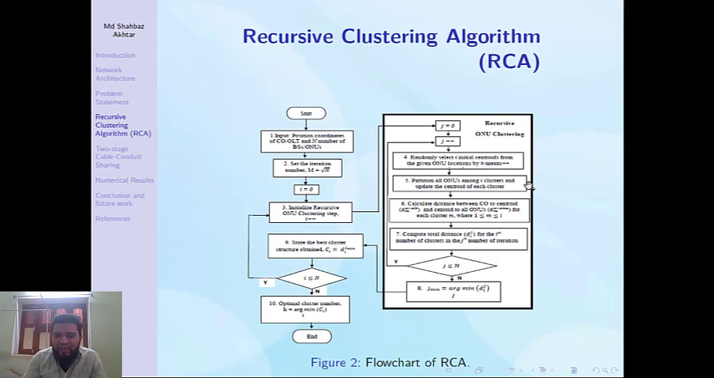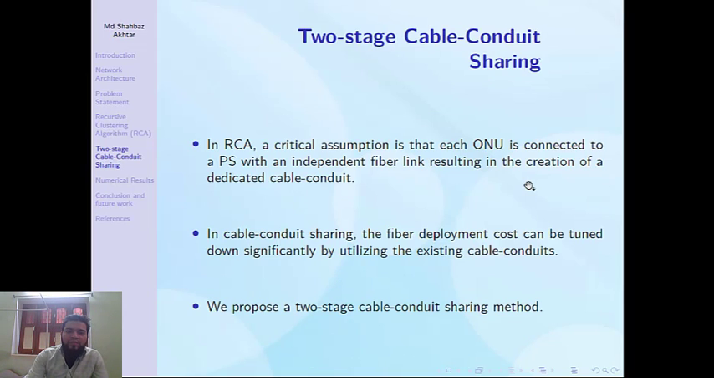This is the proposed scheme. We cannot discuss the scheme in detail, but it is very clear and everyone can understand. We have implemented this using MATLAB.